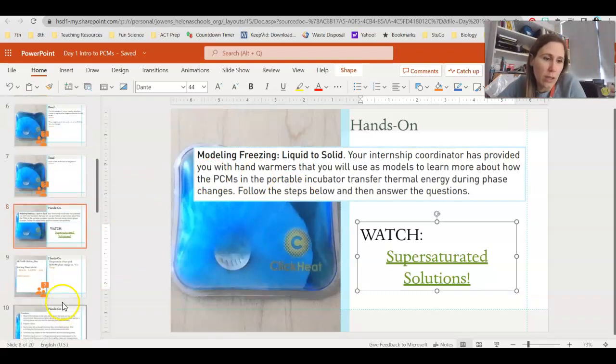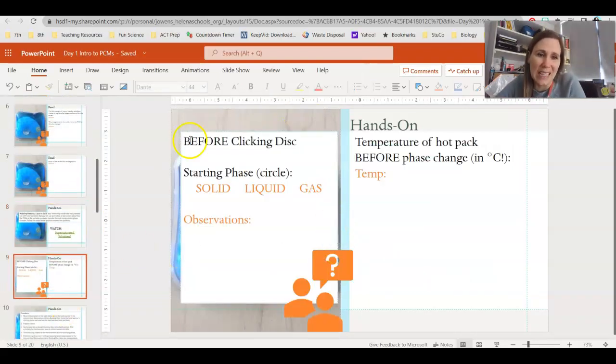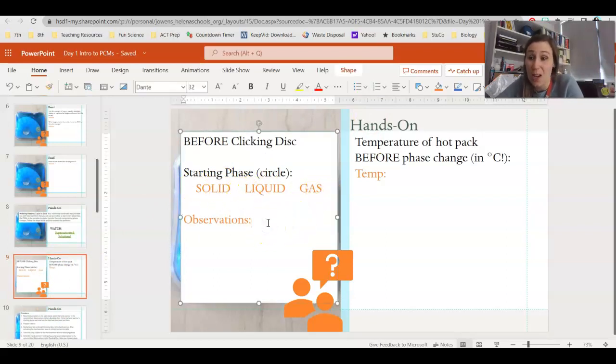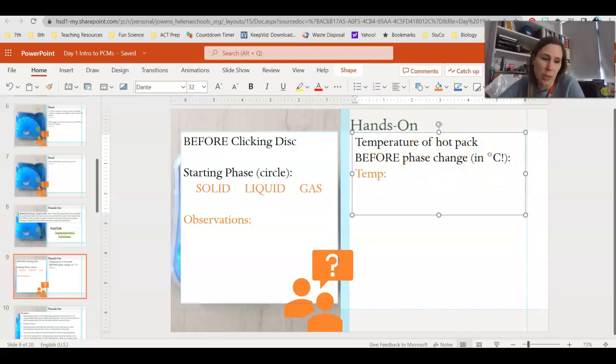Okay, so you guys will first start by getting some before data. You will need to go on to the next slide to get the data for this. So before, you're going to look at the starting phase. Is it a solid, liquid, or gas? And then you're going to write your observations about it before the phase change. Okay, and then also I'm going to show you in the video the temperature of the hot pack before the phase change in degrees Celsius, so you will record that before temperature as well.